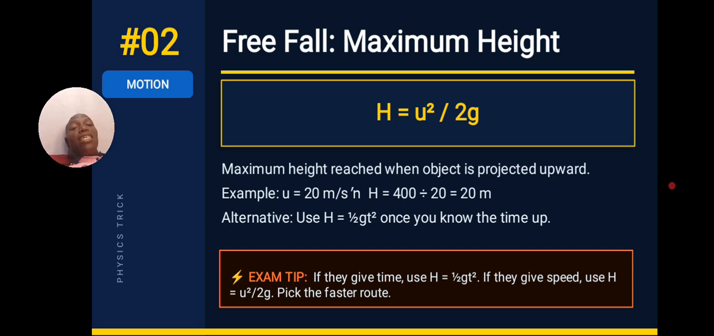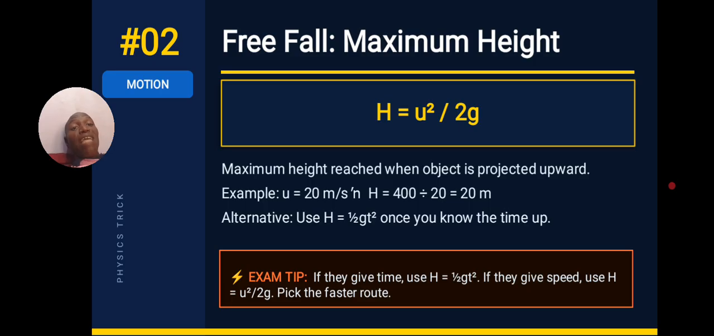By now, I believe you know what H means, what U means, and what G stands for. So in each case, you'll be given initial velocity. You may or may not be given G. So always know that G is always 10 meters per second square, except if they give you 9.8. Sometimes they give. So if they give you 9.8, use it. Alternatively, you can use H is equal to half GT square once you know the time, if they give you time, because they may not give you initial velocity, but they might give you time.